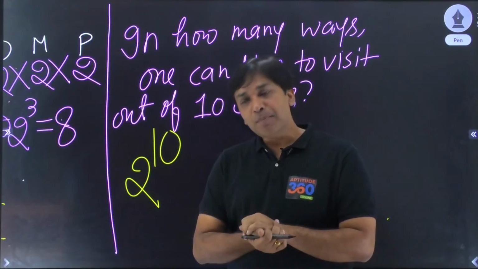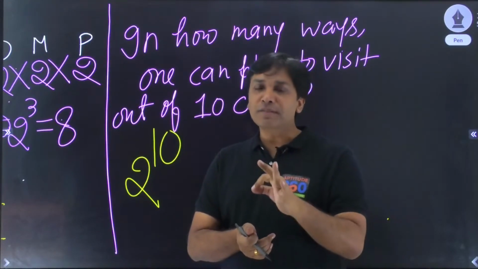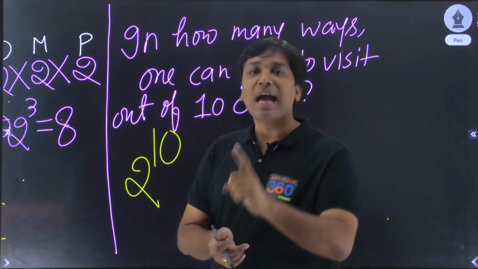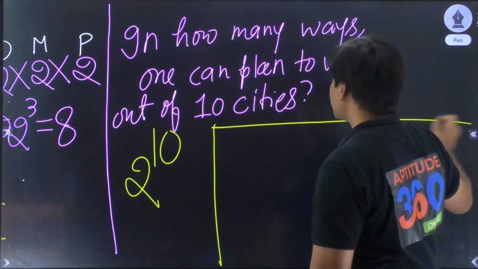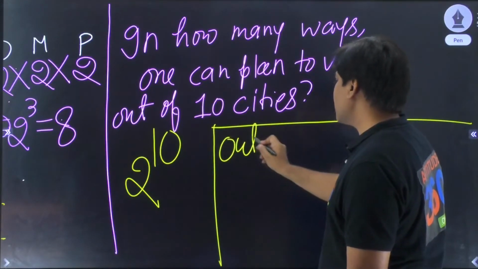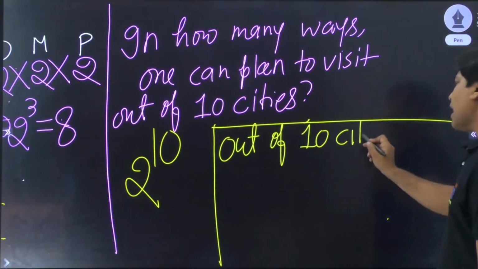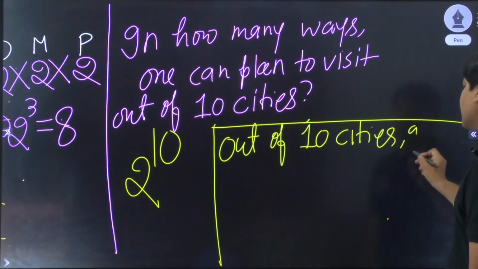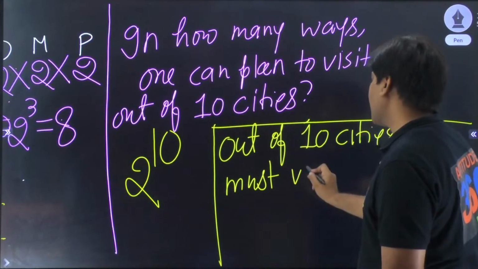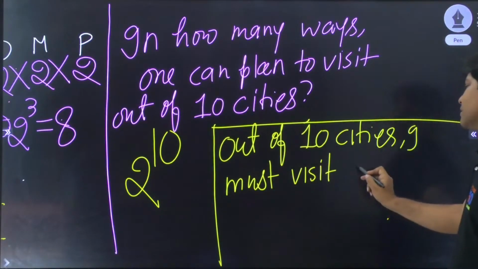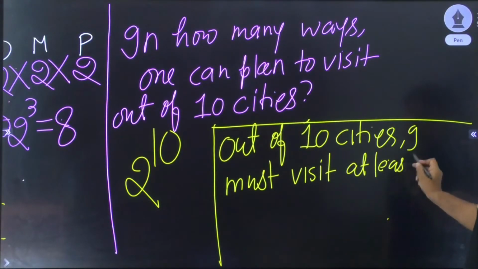What if I say, now listen to the problem very carefully. What if I say that out of 10 cities, I must visit at least one city? What is the condition now? Out of 10 cities, I must visit at least one city. In how many ways can it be done?